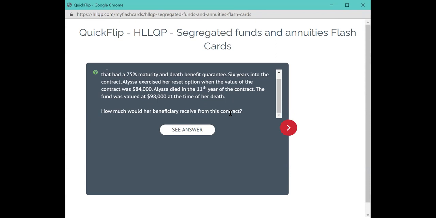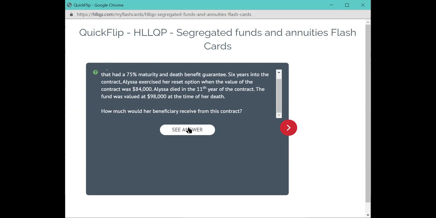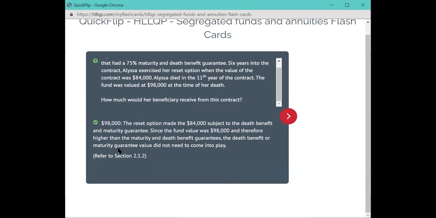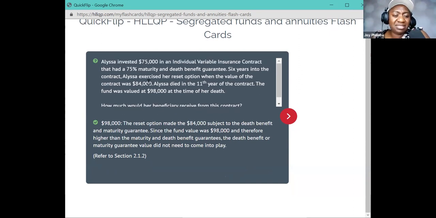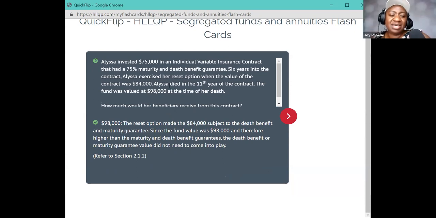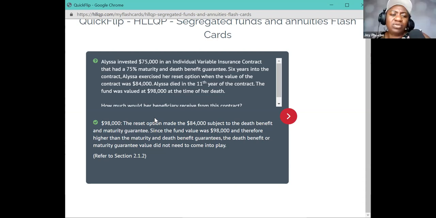98,000, right? Very straightforward. That's the market value. Sometimes they will put all these questions to deceive you, to derail you, and to confuse you. Assuming the value is less than the 84,000, then we'll now start talking about the 75% of the 84,000. In that case, it's still going to take the highest, the market value and the 75%.